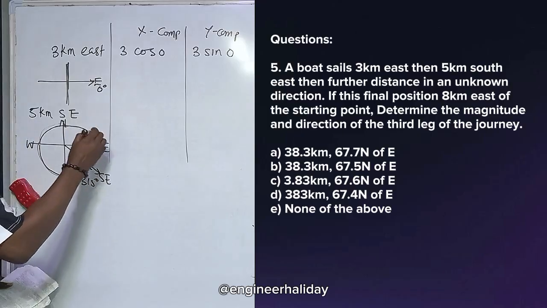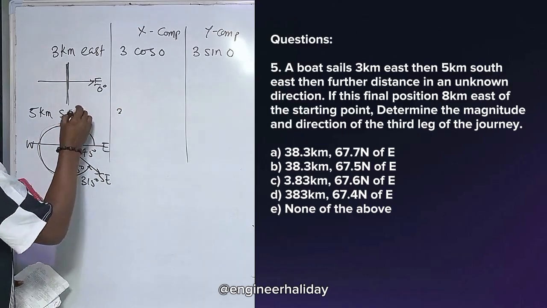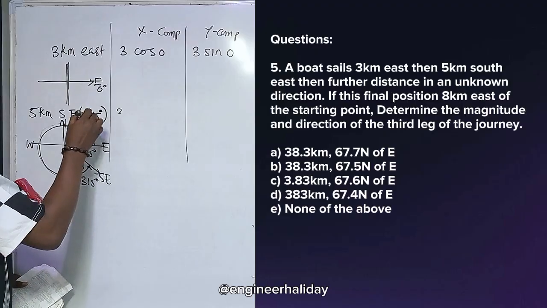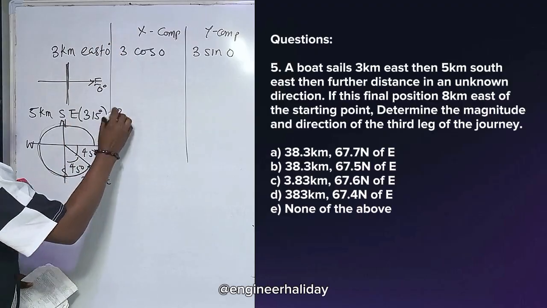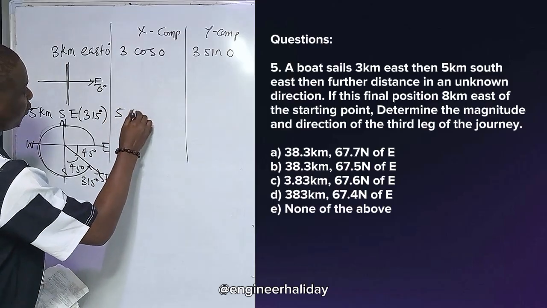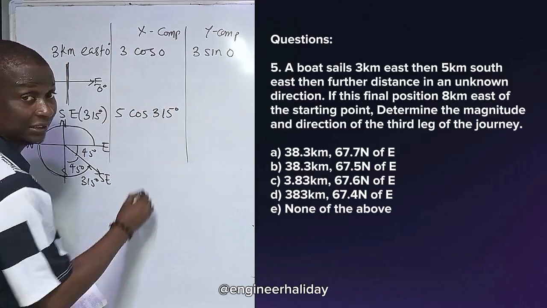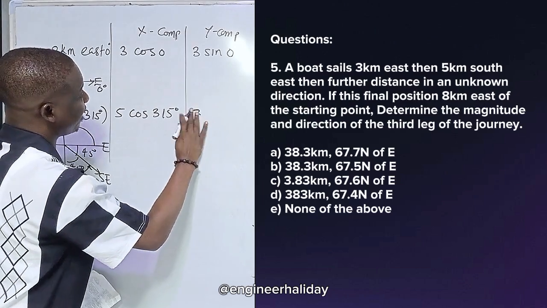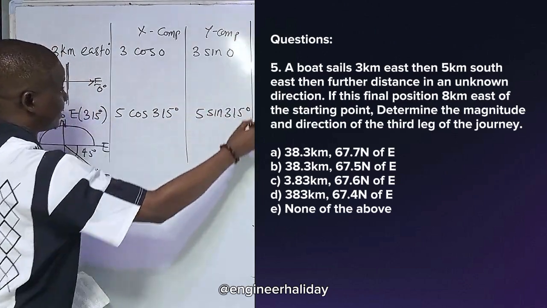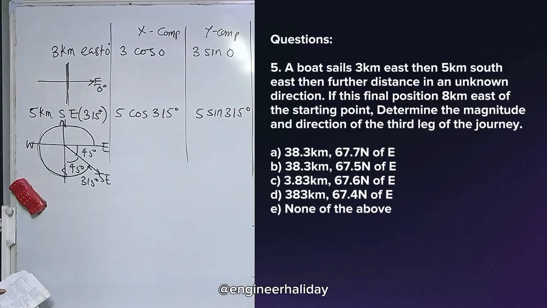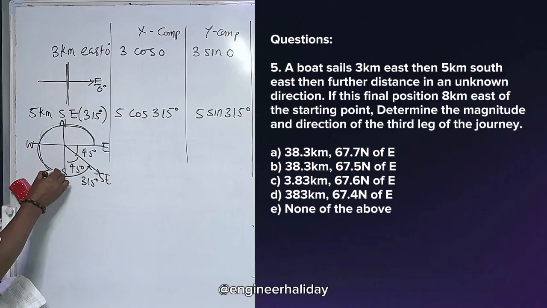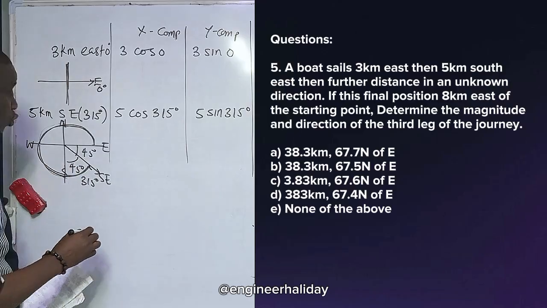315 degrees. So that will now give us what? That means the vector angle is 315 degrees, at least 0 degrees. So that's what we are going to use. We are going to add 5 cos 315 degrees. Then 5 sin 315. I told you the y component will be sin and the x component will be cos, because you are taking your angle from the east anticlockwise. That is the rule.